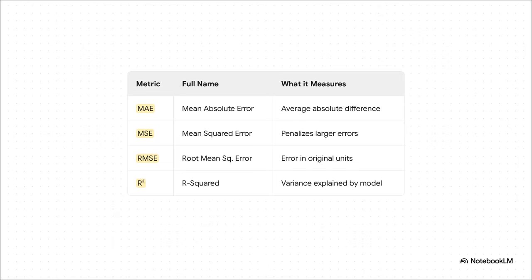But what if one really big mistake is a huge problem for our case? Well, that's where mean squared error, or MSE, comes in handy. By squaring the error, it punishes those big misses way more. Now, to make that number a bit more intuitive, we can use RMSE, which just puts the error back into the original units, like dollars. And finally, you have R squared. This one tells you how much of the outcome your model can actually explain. A higher R squared is usually a pretty good sign.